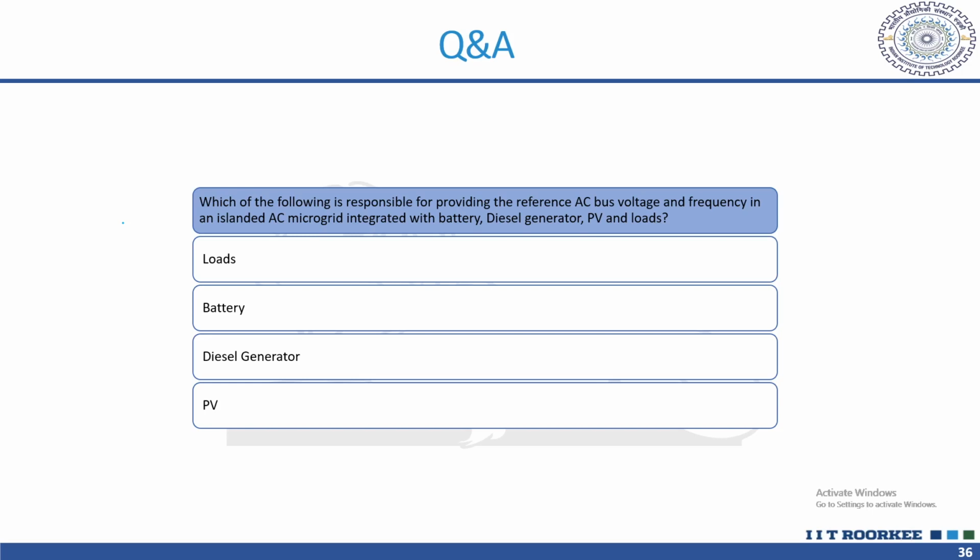So, moving to the questions and answers. The first question is: which of the following is responsible for providing the reference AC voltage and frequency in an islanded AC microgrid? Okay, one, diesel generator. Anyone?